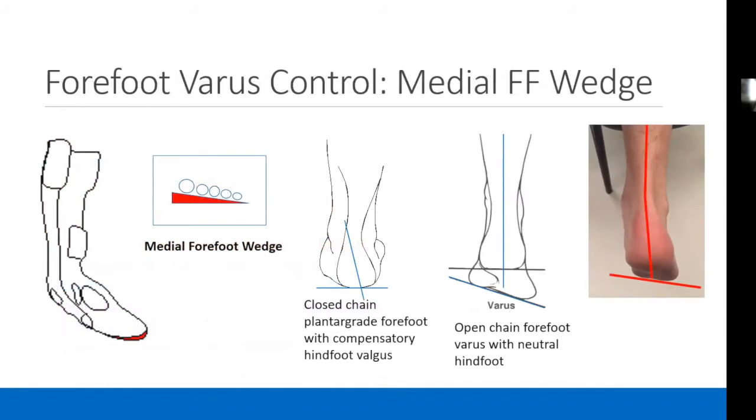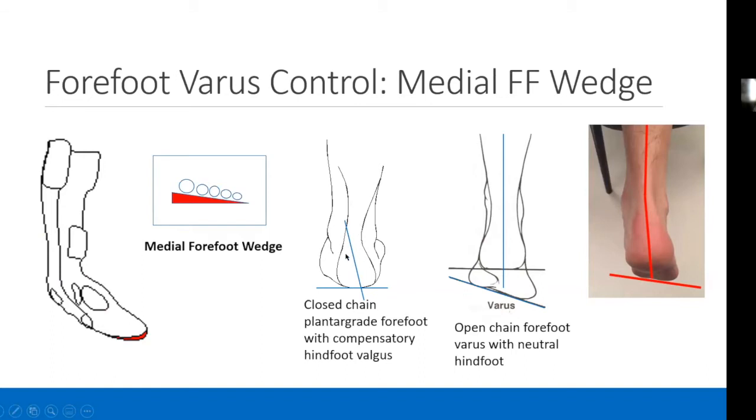So I'm going to talk about these in a little bit greater detail so we can go into how they're evaluated and why they're used, and even a little bit how they're designed. So a forefoot varus wedge or a medial forefoot wedge: if you look at a patient in closed chain pronation, in this middle picture here, in closed chain pronation, the forefoot is plantar grade and the hindfoot is pulled into valgus, okay?